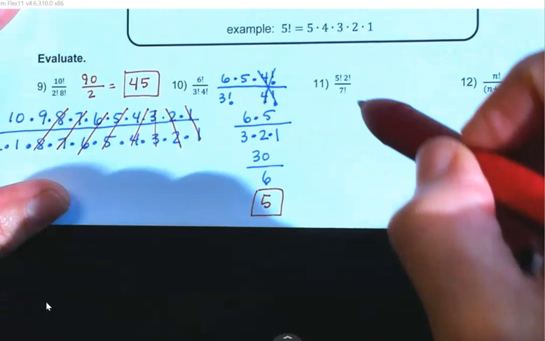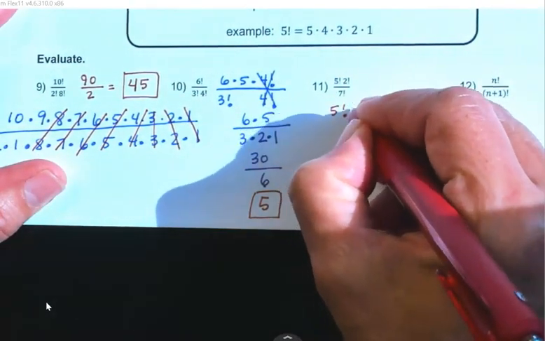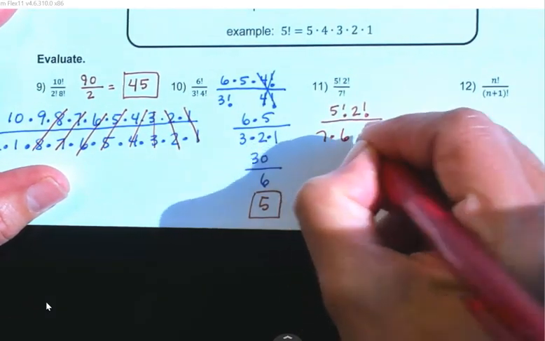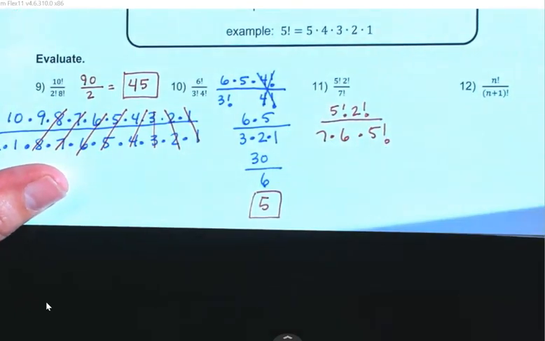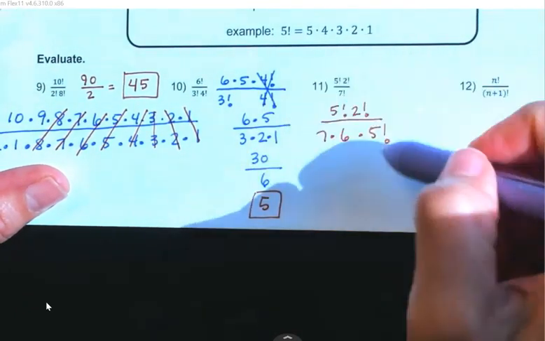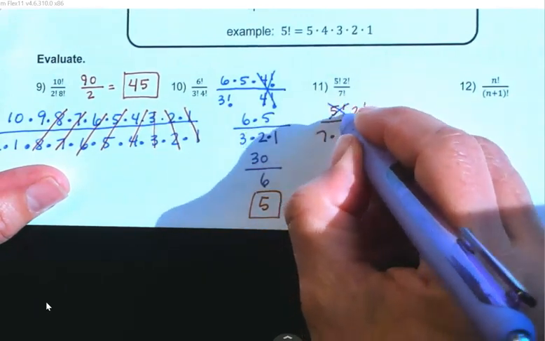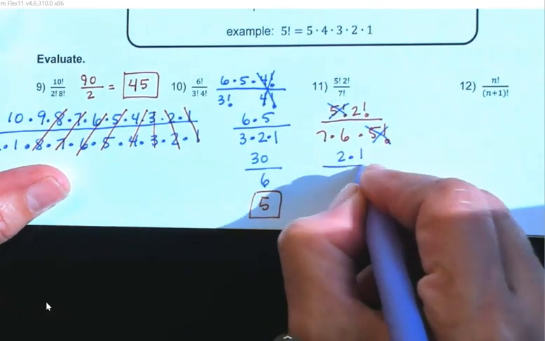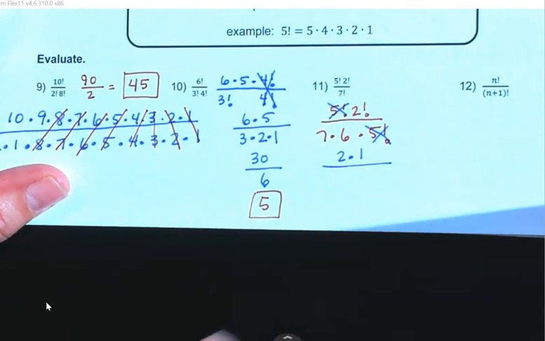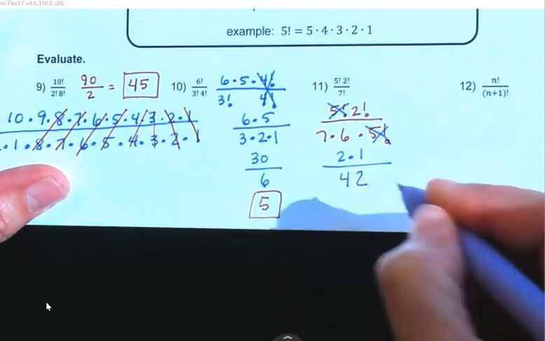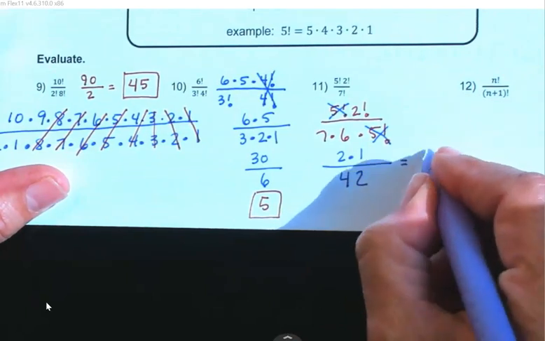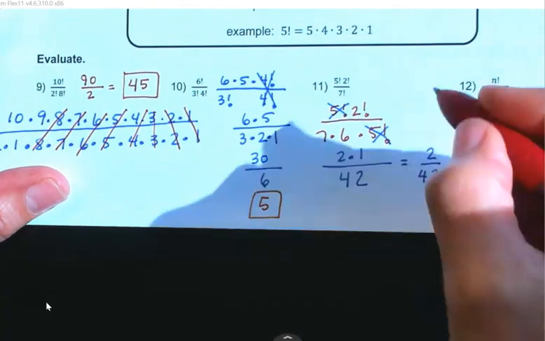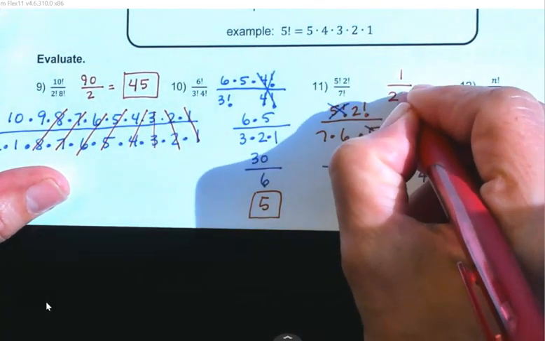So for problem 11, I'm going to leave 5 factorial and 2 factorial for a moment. But remember, 7 factorial is going to be 7 times 6 times 5 factorial. It's the same thing. So these 5 factorials are going to cancel. So I'm going to be left with 2 factorial. That's just 2 times 1, over 7 times 6, that's 42. Y'all, this is 2 over 42, but you can't box that in. Remember, you got to simplify everything. So the answer for number 11 is 1 over 21.